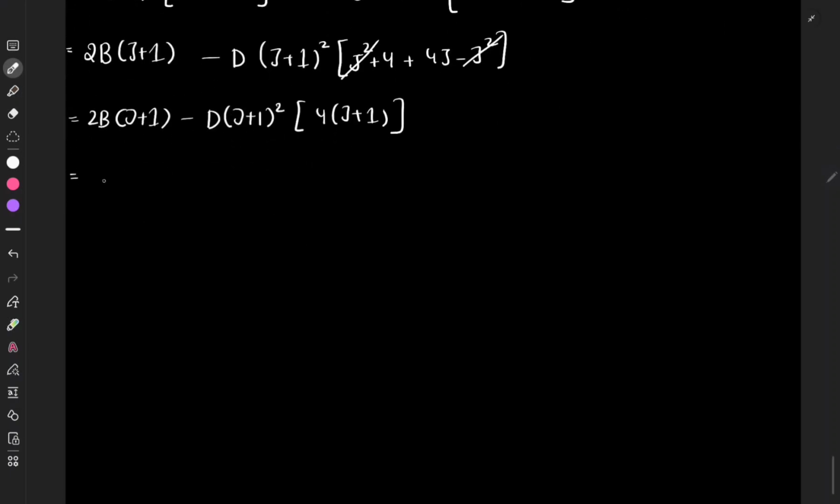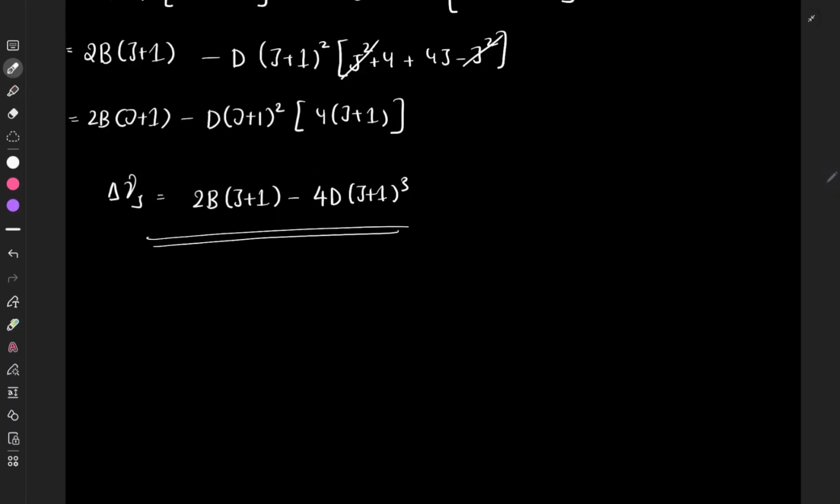So finally, delta nu j is equal to 2B j plus 1 minus 4D j plus 1 the whole cube. So this is the frequency gap.